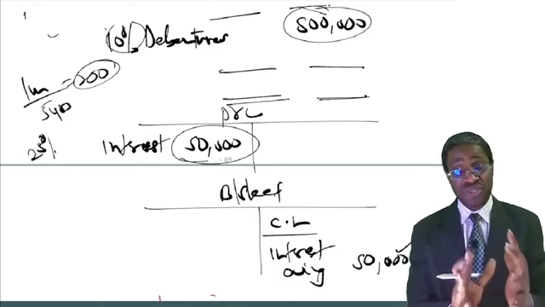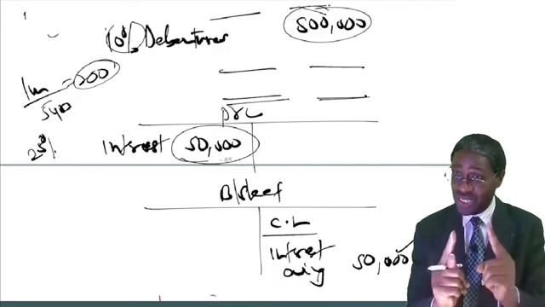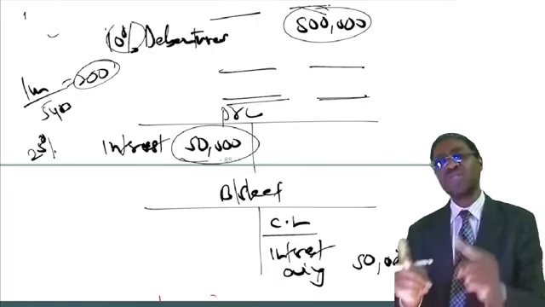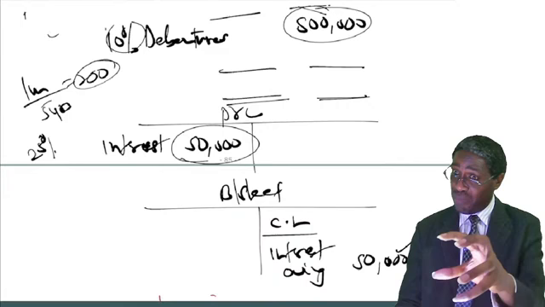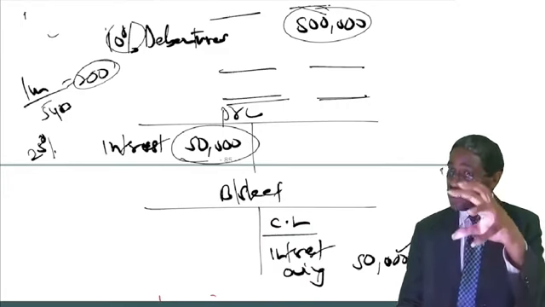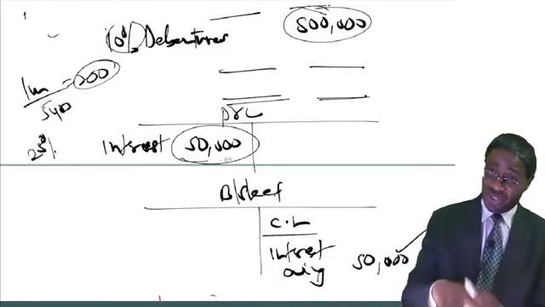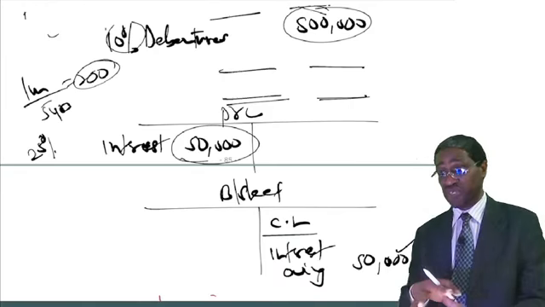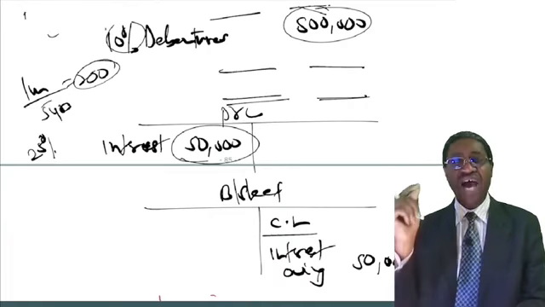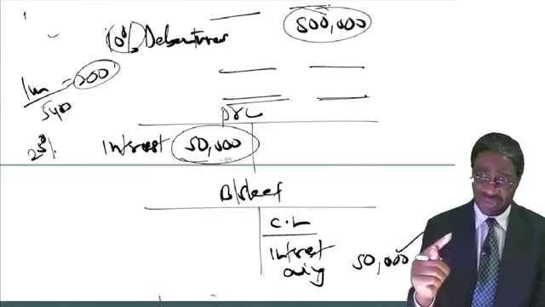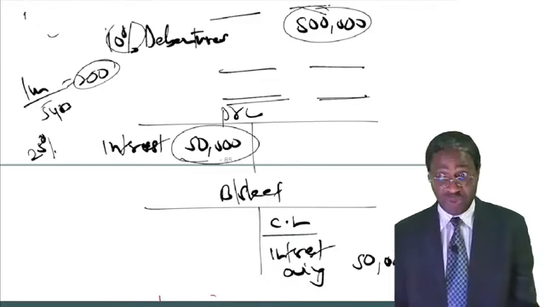Listen, so timing differences are those items that appear in the income statement in a period different from the period in which they are recognized for tax purposes. Like I talked about interest, I recognized it in the income statement this year, but for tax purposes, it will be recognized in a different period. Or depreciation, 200 this year, taxman recognizes 250 over 4 years. Me, 200 over 5 years. So we are saying timing differences are those items that appear in the income statement in a period different from the period in which they are recognized for tax purposes.